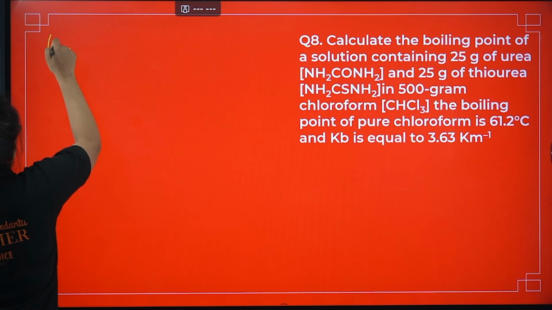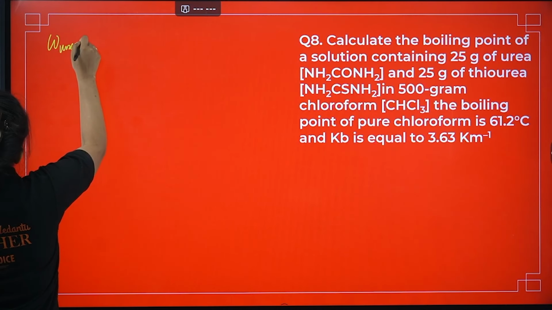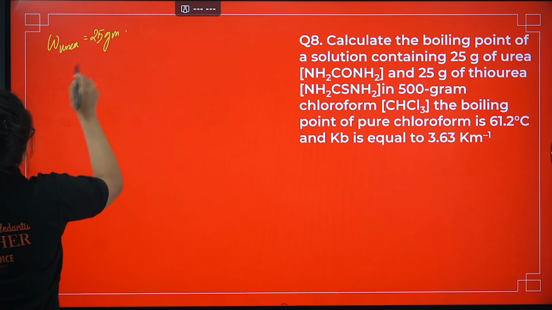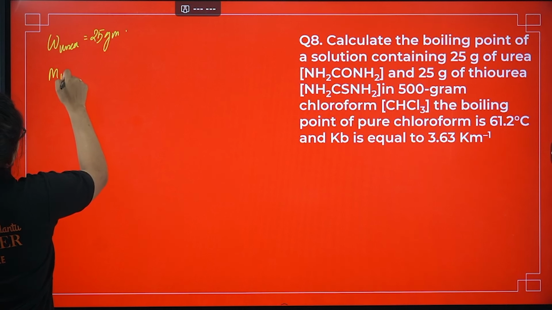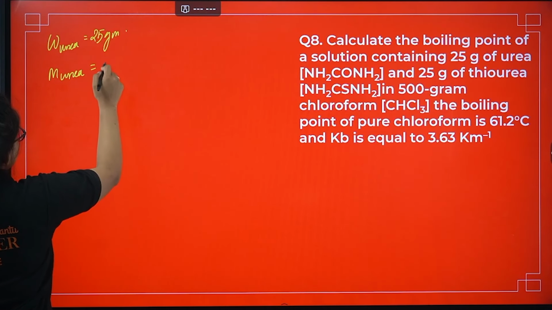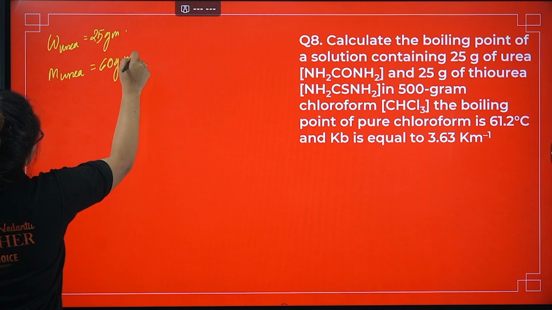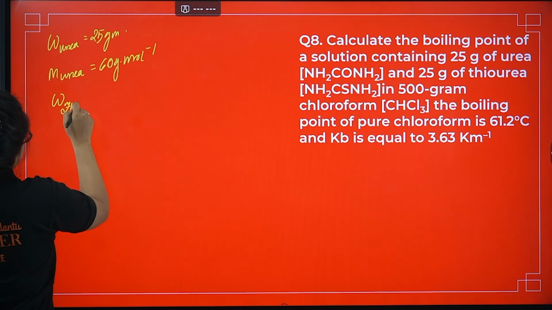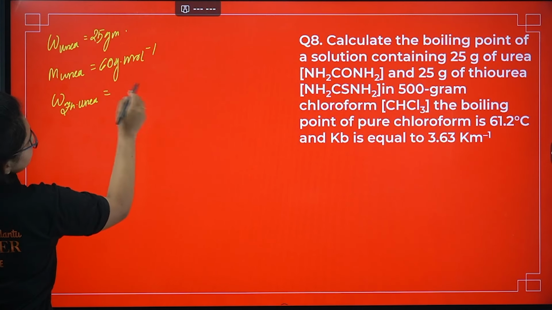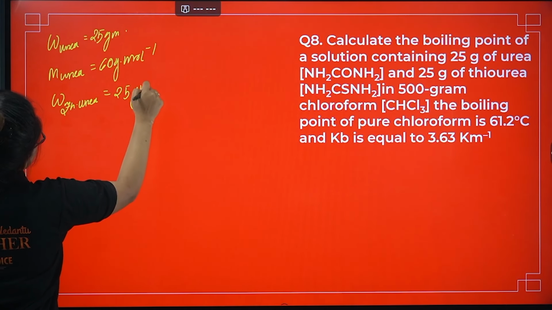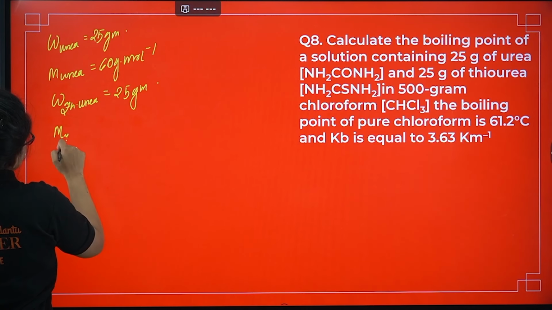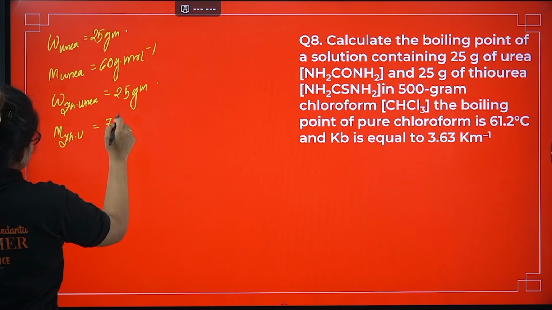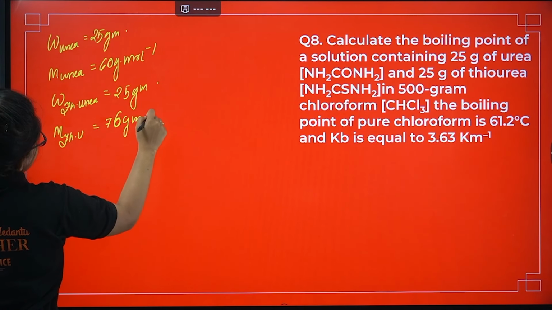Weight of urea is how much? 25 gram. Now molecular weight of urea, that will be needed, is 60 gram per mole. Now weight of thiourea, how much have they given? That is also 25 gram. Now molecular weight of thiourea, if you just calculate, it will come up to be 76 gram per mole.